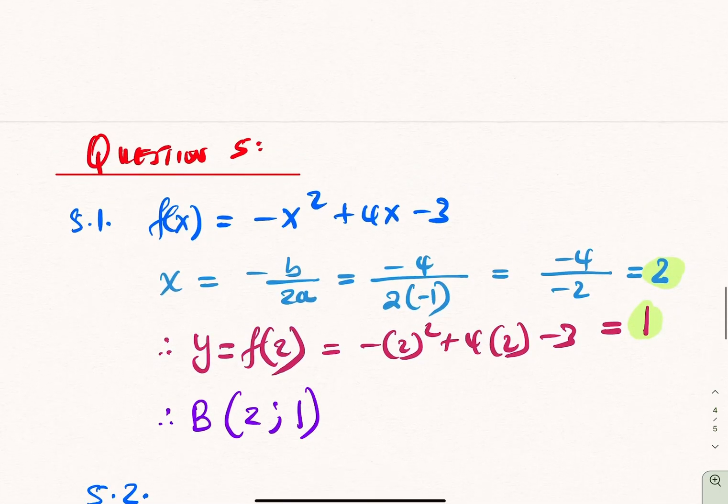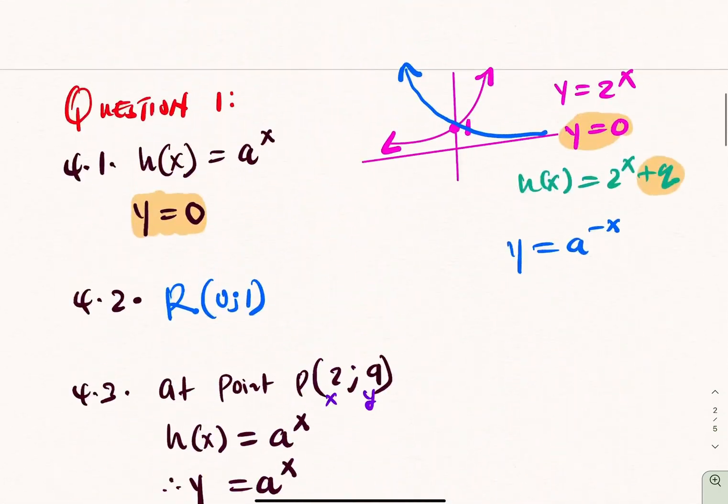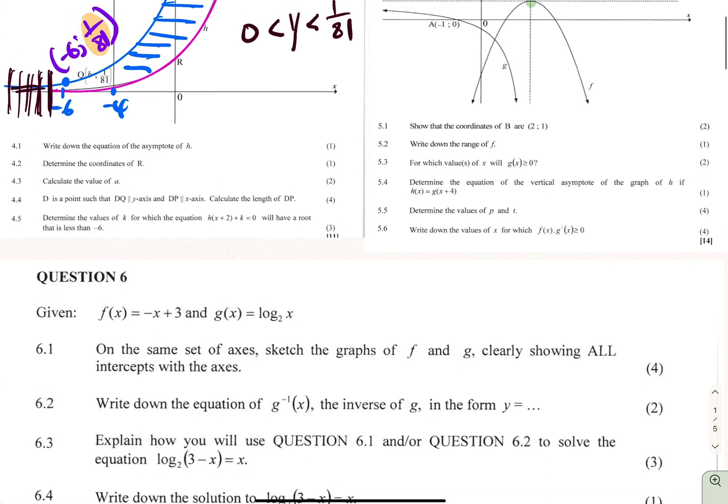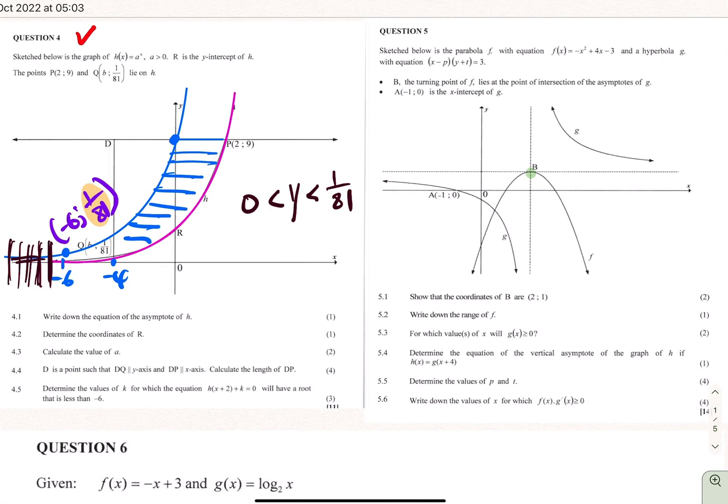5.2. How many marks was that? That should be 1 mark or 2 marks. It's 2 marks. So they're giving you 2 marks here. Now they say write down the range of f. Well, when we talk about the range, I think I need to emphasize this to students. When we talk about the range, we are talking about a set of y values for which the polynomial, or rather any graph, is defined.